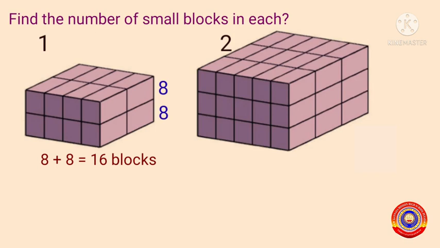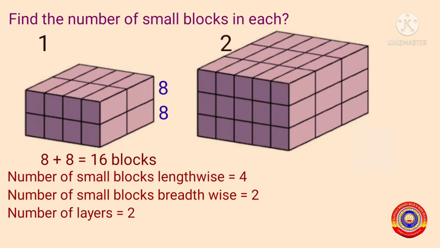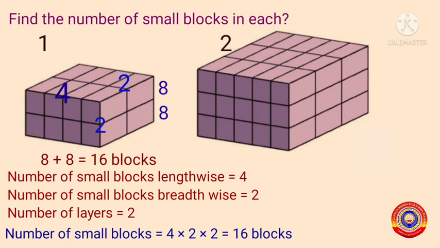We can find out the number of smaller blocks in each rectangular block without counting in another way also. For that, you have to multiply the number of blocks lengthwise into number of blocks breadthwise into the number of layers. Here, in the first rectangular block, the number of small blocks lengthwise is equal to 4, the number of small blocks breadthwise is equal to 2 and the number of layers is equal to 2. Therefore, the number of small blocks is equal to 4 into 2 into 2. That is equal to 16 blocks.